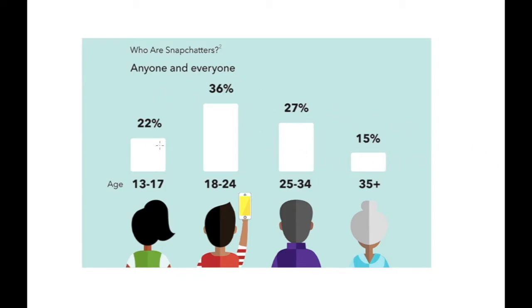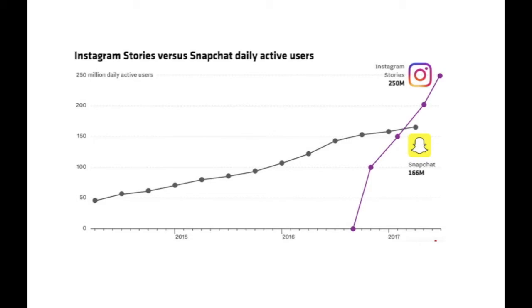Again, presented similar to a bar chart or line plot. Who are Snapchatters? These statistics tell us that the majority of people who use Snapchat are 18 to 24 years old. Then you have people in their 20s, and then people in their teens, and then people over 35. These statistics tell us who uses Snapchat the most, what age of person.